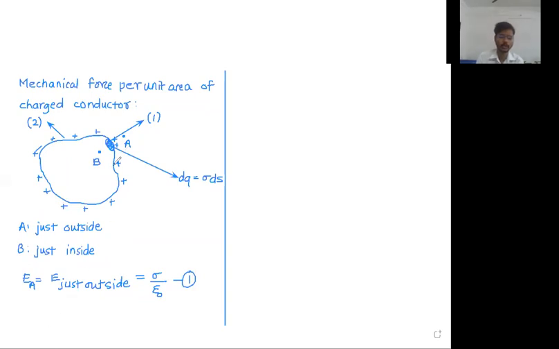Now the electric field at point A due to the first conductor is E1, and the electric field at point B due to the first conductor will also be equal to E1. Why? Let me tell you.